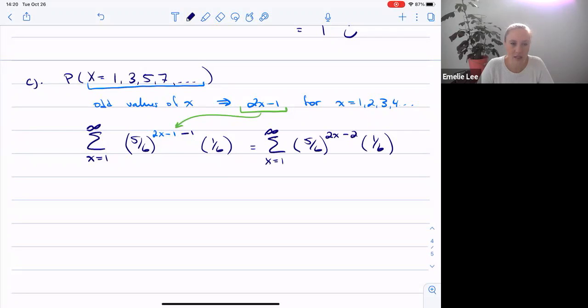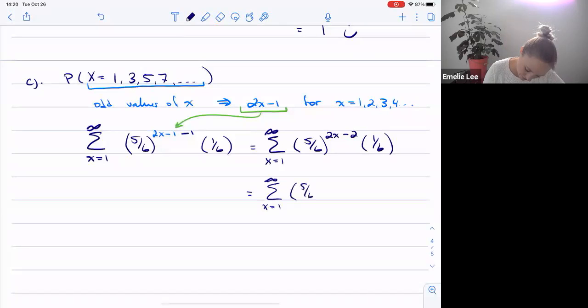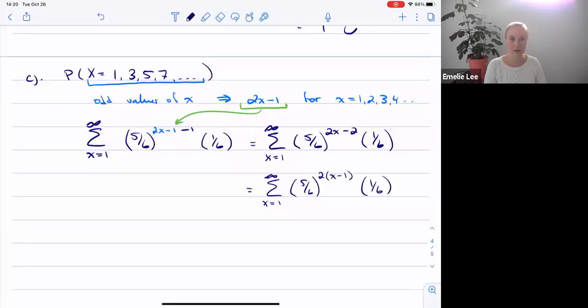So then what I can do is pull out this common 2, and that's what makes it a little bit easier, because now I'm just reworking it to look like another geometric sequence. Right now it's a little bit off, right? Because x is starting at 1 and I have a power of 2x minus 2. So now I'm going to rework it and I have the sum from x equals 1 to infinity of 5 over 6 to the power of 2 times x minus 1 times 1 over 6.